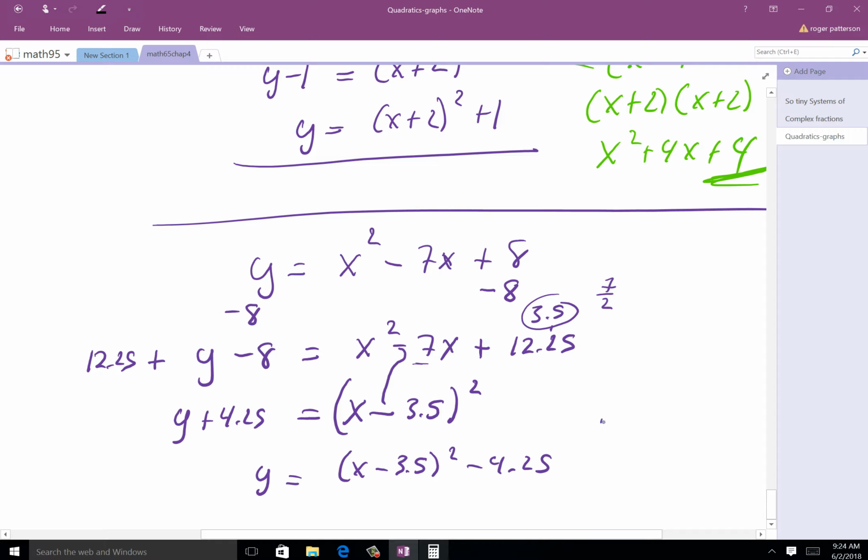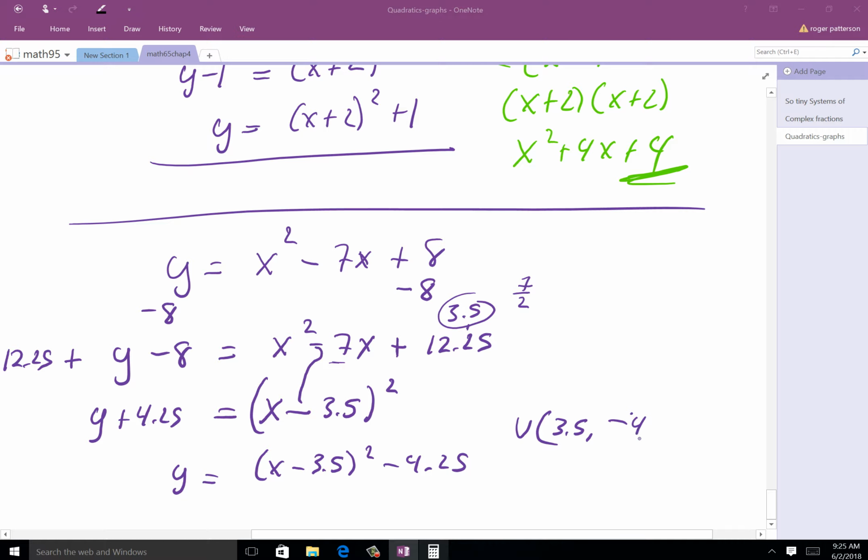So, if I did this correctly, then my vertex should be 3.5, comma, negative 4.25. You know, axis of symmetry, maximum, minimums, I can do all that stuff now. So you just deal with it, right? Doesn't change anything.